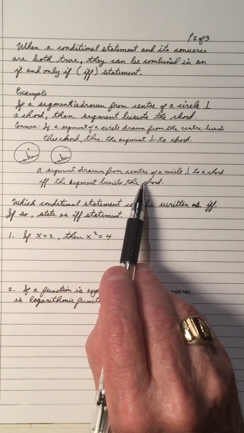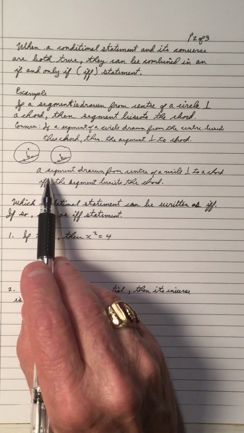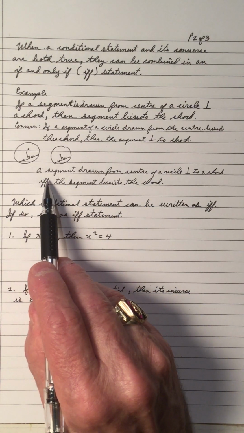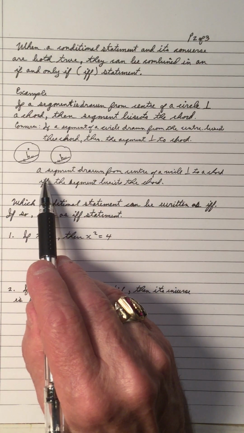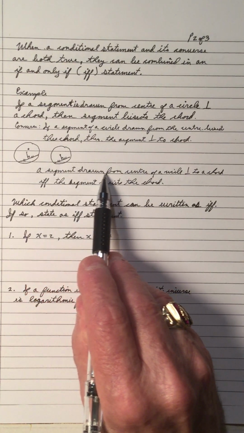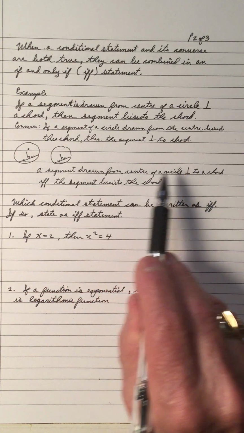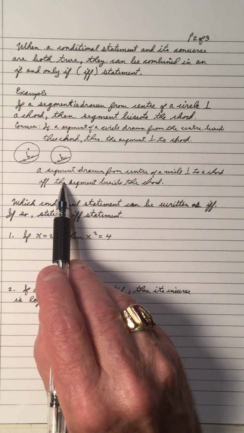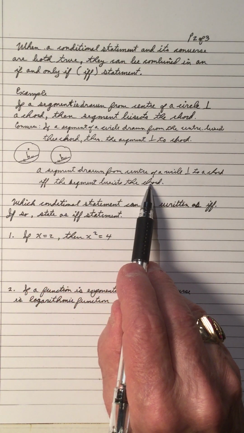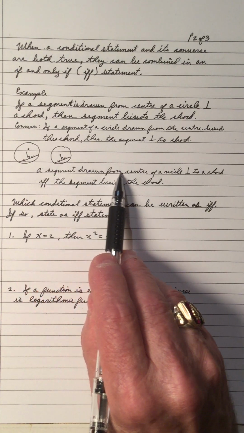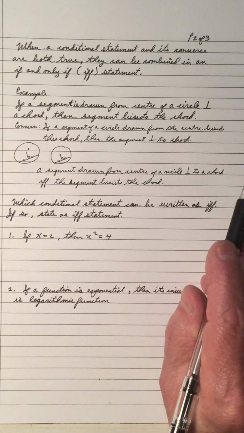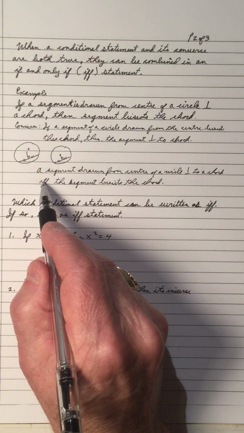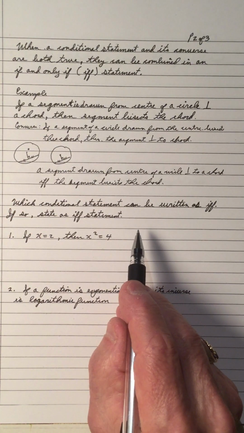the segment bisects the chord, which means when writing the if and only if statement, you can reverse it. So a segment drawn from the center of a circle perpendicular to a chord, the segment bisects the chord. Its converse: if a segment bisects the chord of a circle, then the segment is drawn from the center perpendicular to the chord. So the if and only if replaces the if and the then.